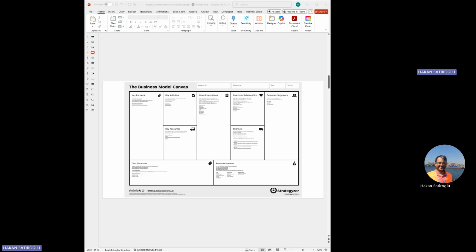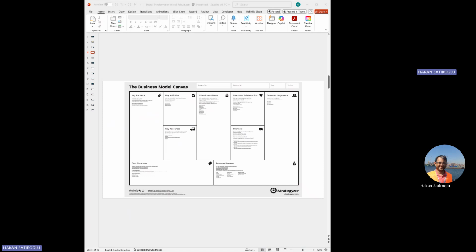Then you can move to channels and customer relationships. How does the firm reach them, keep them engaged, keep them returning, keep them loyal? After that, go to the left side. What key activities and resources? As you can see, it is becoming more operational. Resources and partners are needed behind the scenes to make the promise real. The promise is the value.